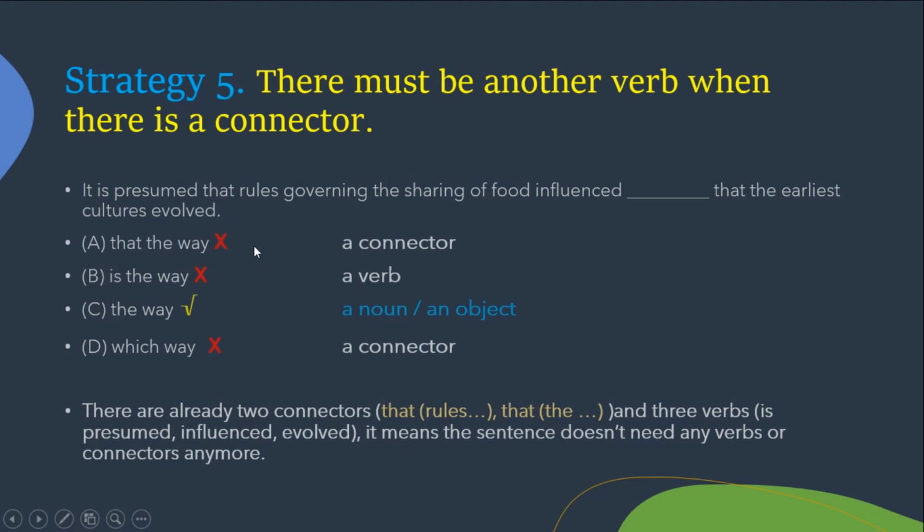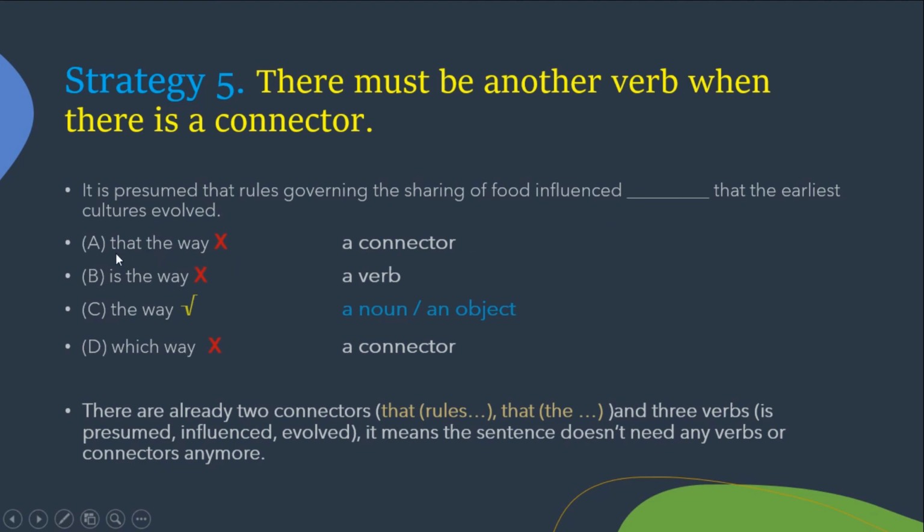Now look at this example. It is presumed that rules governing the sharing of food influenced that the earliest cultures evolved. We already have a verb here. It is presumed, one, and we have a connector, and then there will be another verb here, influence. And there is a connector here. It means another verb, evolve. So two connectors, three verbs. So that means the sentence is already correct. So it means you don't need any connector, you don't need any verb anymore.